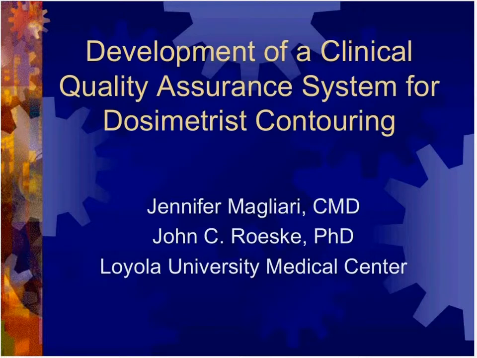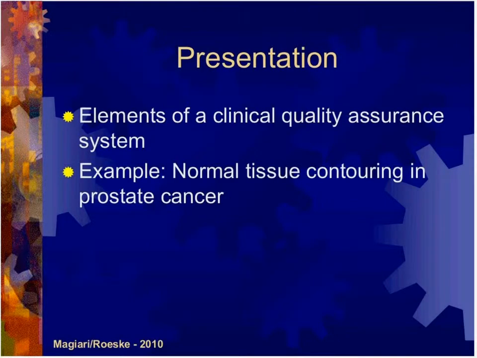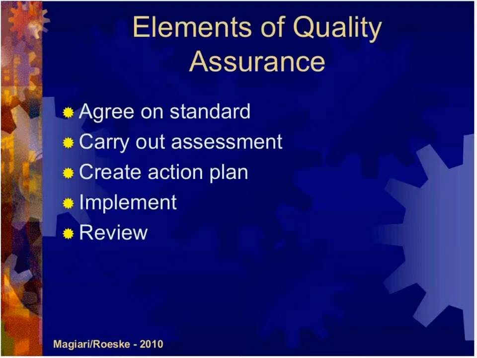Okay, thank you. Thank you for having us here. I'm with my colleague, Jen Magliari, who's a dosimetrist, and we're going to tag team on this presentation. I'm going to talk a little bit first about what are the elements of a clinical quality assurance system for contouring. And Jen is going to give a specific example that she was involved with, our dosimetrist looking at contouring normal tissues for prostate cancer.